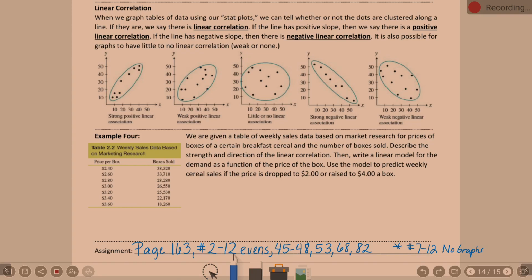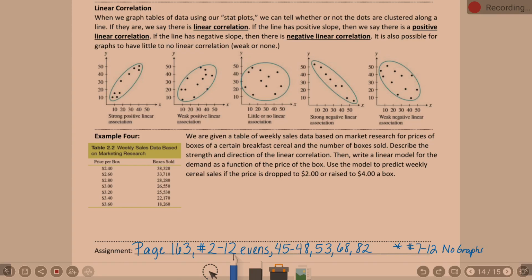If the line has negative slope, then there's a negative linear correlation. So if they're going down as you move to the right. It is also possible for graphs to have little to no correlation, or weak or none. Okay. Now, there's some basic pictures. These are just pictures from the book here, but a positive correlation is moving up to the right.